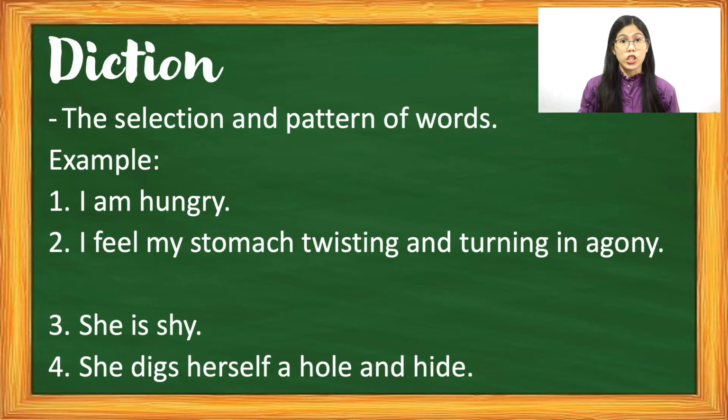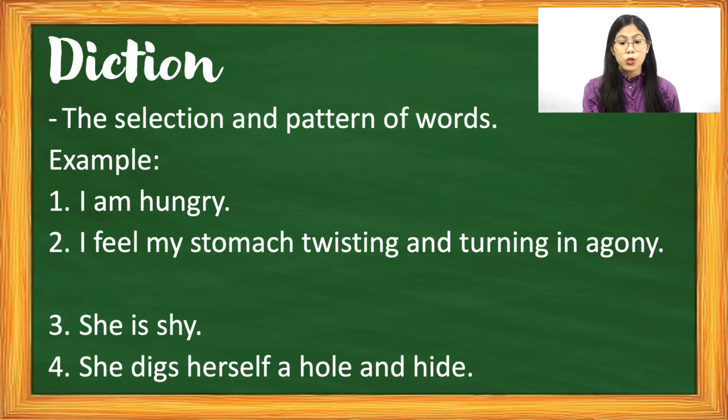Number one is the diction. It pertains to the selection and pattern of words, meaning to say it deals with the writer's choice of words. Let's take a look at our first two sentences. In sentence number one, we have "I am hungry." Notice that the writer here used common words and it's not that catchy when you read that.